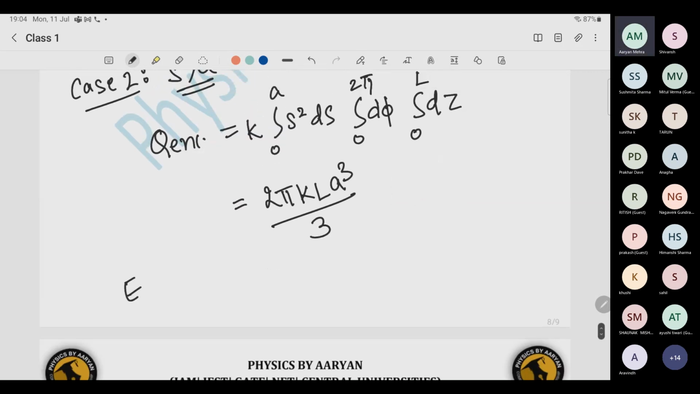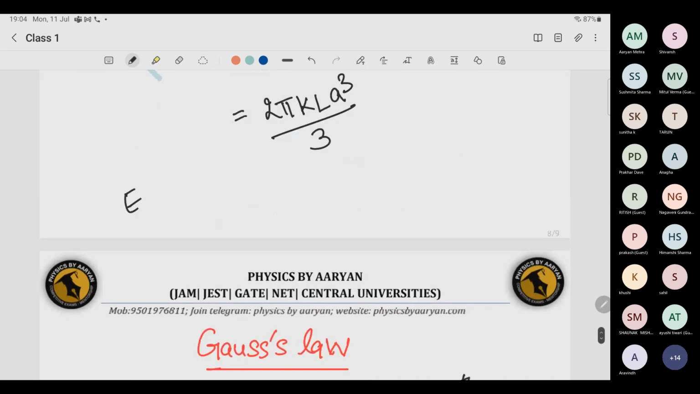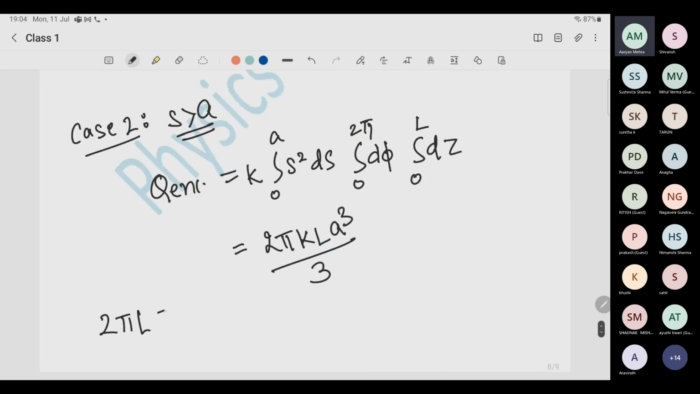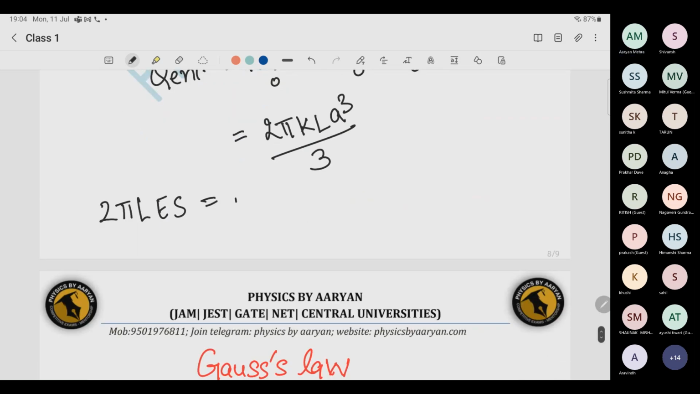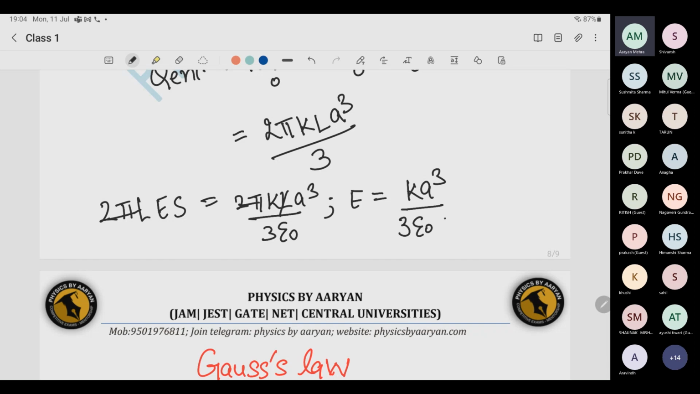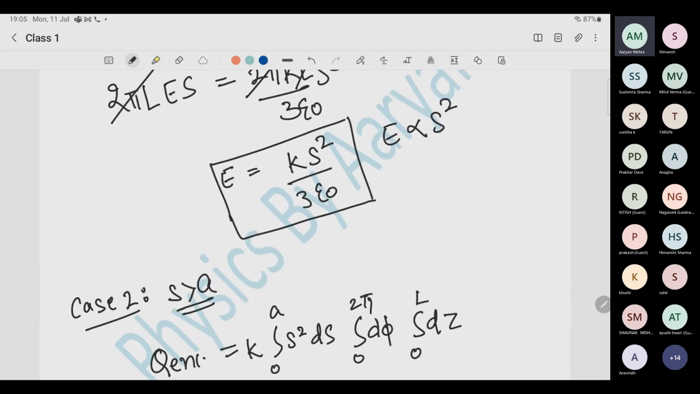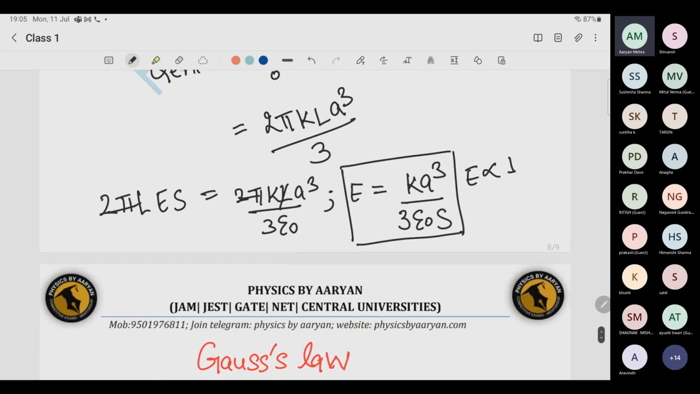And now we can again repeat the same step. 2 pi L E S equals 2 pi k L A cube by 3 epsilon naught. And what will be our electric field then? 2 pi L cancels. E equals K A cube by 3 epsilon naught S. So see the difference. Inside the cylinder the electric field increases as S square. Outside the cylinder E decreases as S.